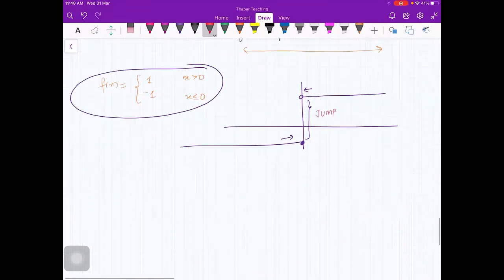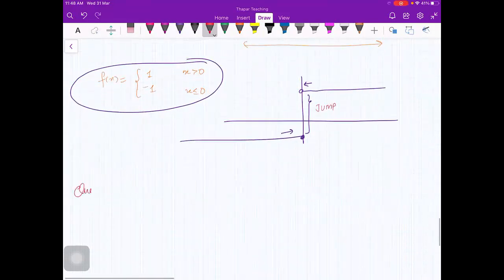Now you see this one. Cos x upon x on 0 to infinity. Can you tell me, is it piecewise continuous on the interval which I am talking about?